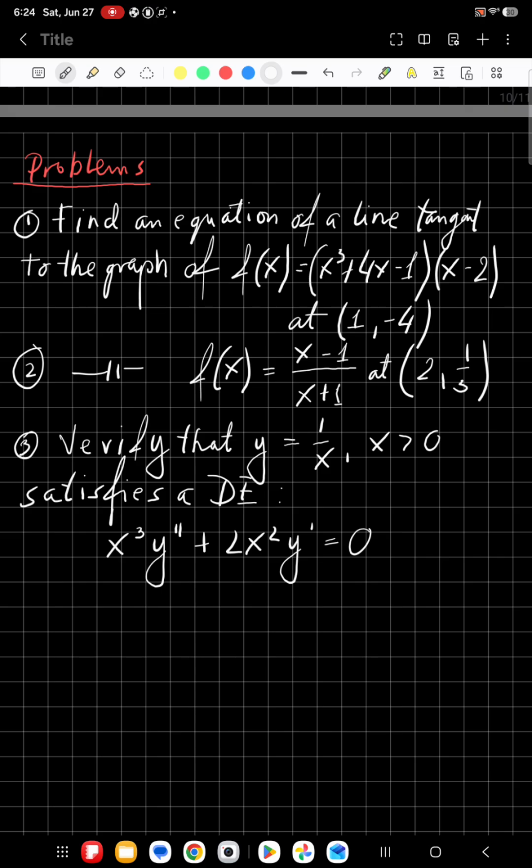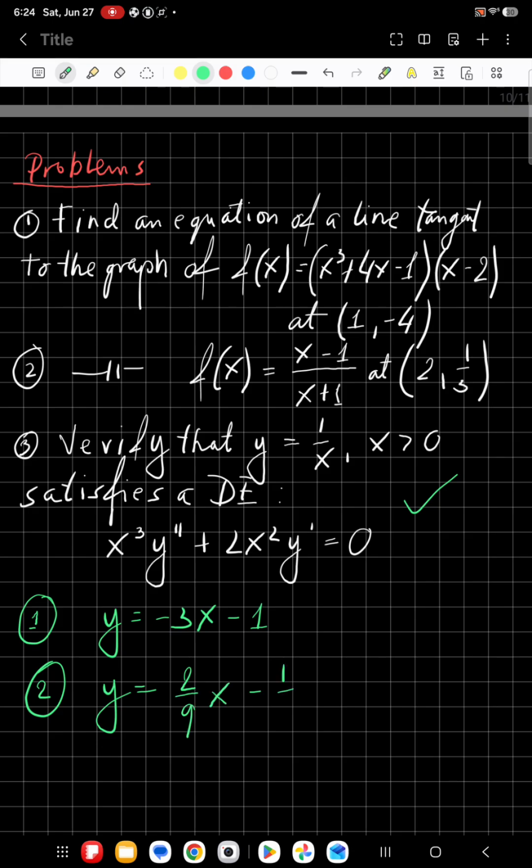Okay, so let me give you answers. The third problem, yes, it does satisfy, so you need to show it, you need to prove it. For the first problem, the equation is y equals negative 3x minus 1. And the solution for the second problem is 2/9 x minus 1/9.